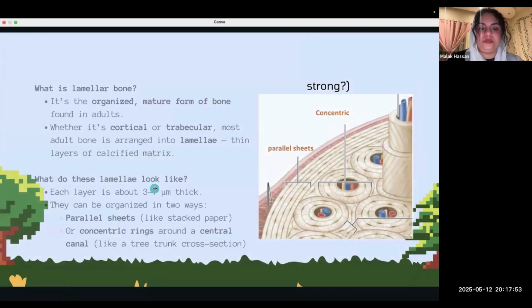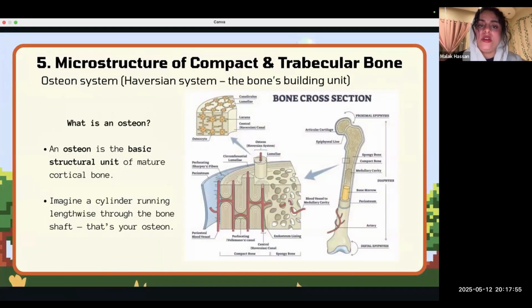Now, the Haversian system, okay? This is the part that you guys have been waiting for. What is an osteon? An osteon is basically the basic structural unit of mature cortical bone. So, it's kind of like a cylinder, and it runs through the bone. That's basically what an osteon is.